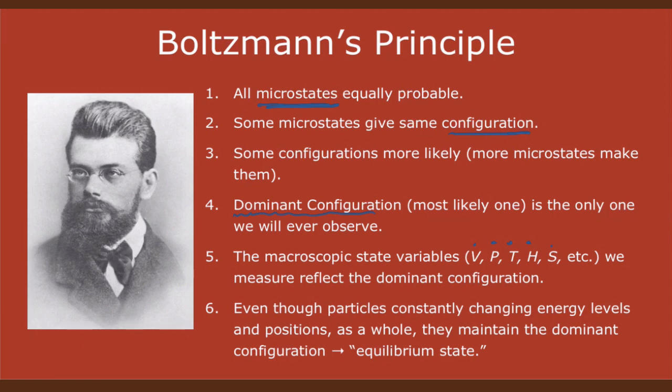The thing is, like pool balls, maybe the 2 balls are equal momentum and they hit each other, and one stops because of the angle that it's at and the other one goes twice as fast. They're constantly going to be changing energy levels every time they hit, and they're going to change their position as well. But as a whole group, they're going to maintain the dominant configuration, and that's what we call the equilibrium state. Okay, so equilibrium state doesn't mean the molecules themselves aren't changing, but as a group, they're not changing.